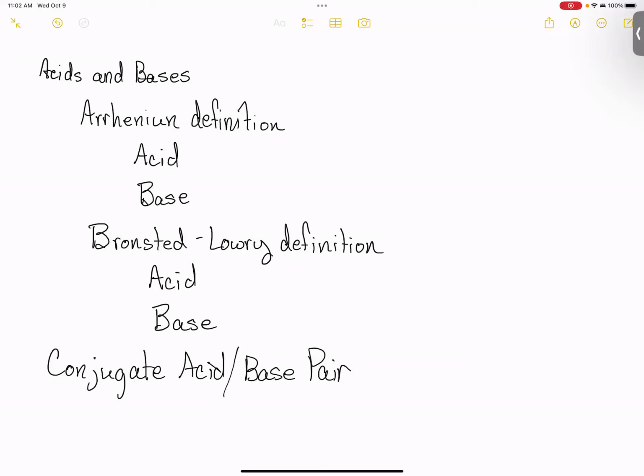Any questions before I start? Okay. So the Arrhenius definition, yes. Oh, thank you. No, it's not.